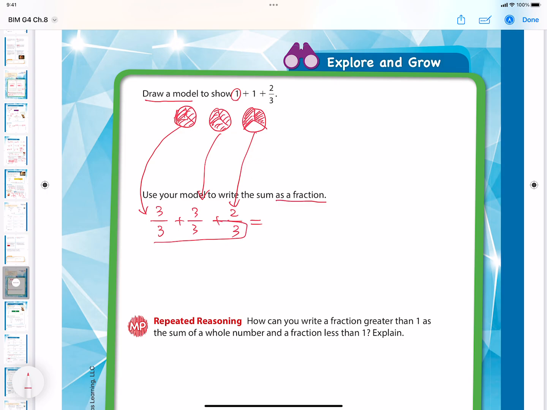So is equal to what? Are we going to add the denominator? No. We are going to just keep the denominator the same, and then just add the numerators. Yes, 3 plus 3 is 6. 6 plus 2 is 8 over 3. You got it?